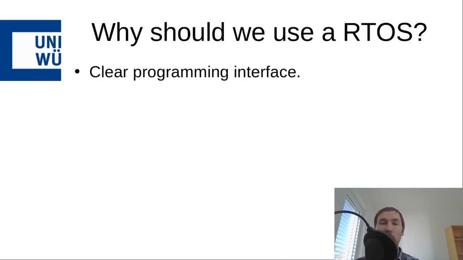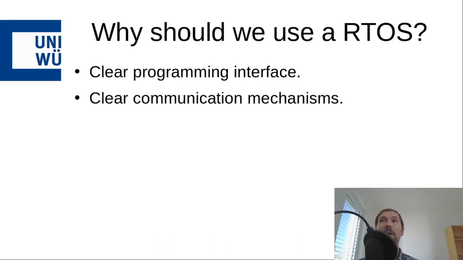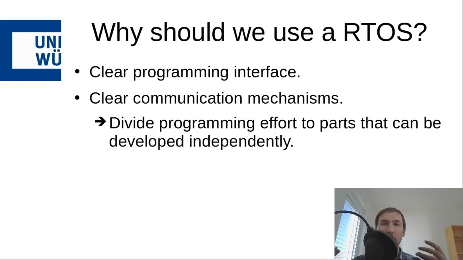But this clear programming interface is not only towards the hardware down. We also have a clear programming interface, for example, for communicating between tasks, or a clear interface of developing new tasks. So you have an interface for threads and so on. And these clear programming interfaces and communication mechanisms make it possible that you can divide your program into separate parts that can be developed independently.